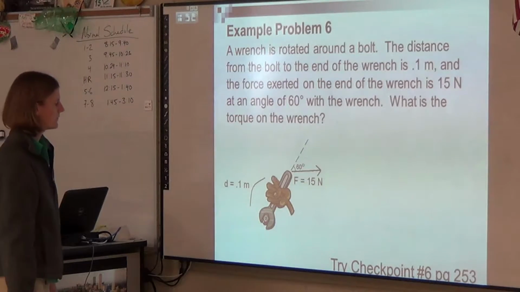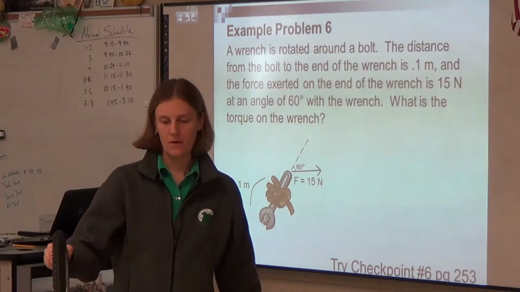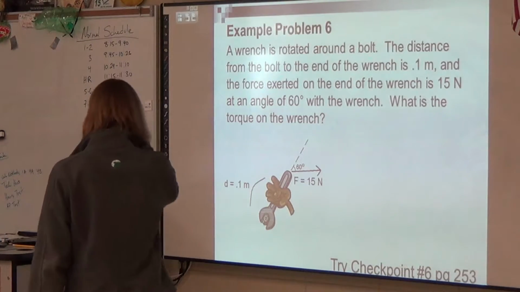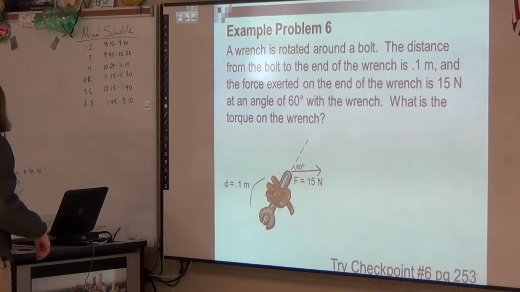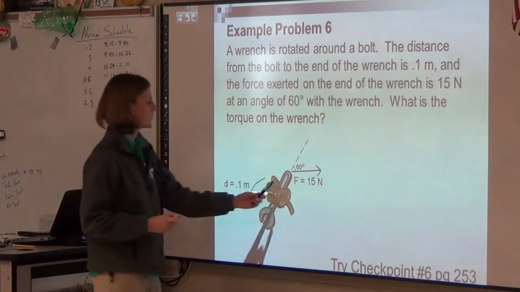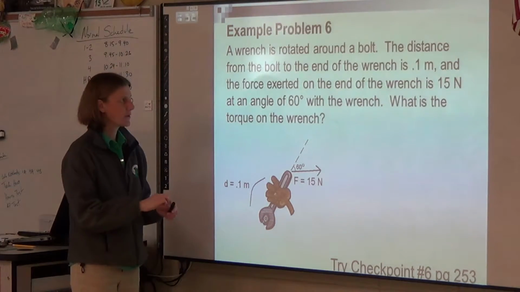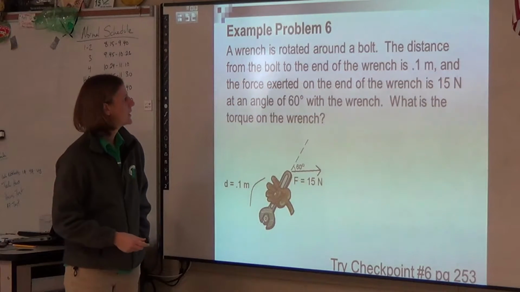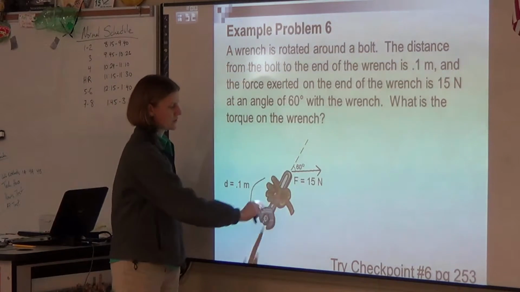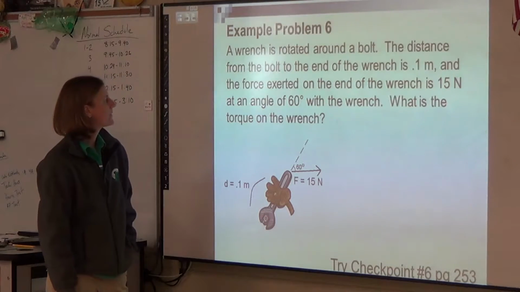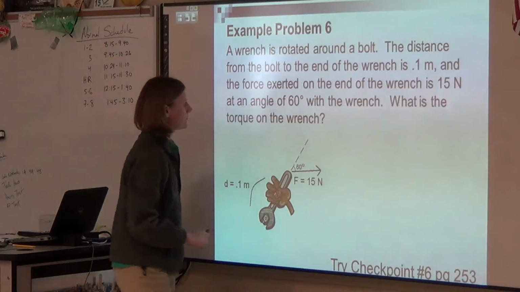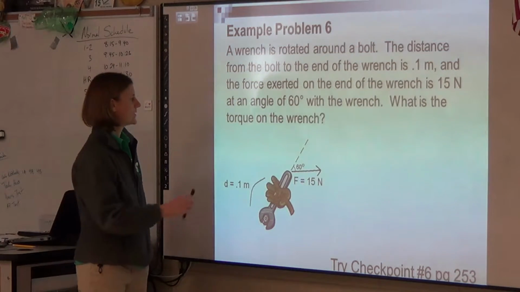Okay, and then just one quick example problem with this basic formula. Here's the wrench. It's rotated around a bolt. The distance from the bolt to the end of the wrench is 0.1 meters, where I guess we assume that the person is exerting their force. The force exerted on the end of the wrench is 15 newtons at an angle of 60 degrees. What is the torque?